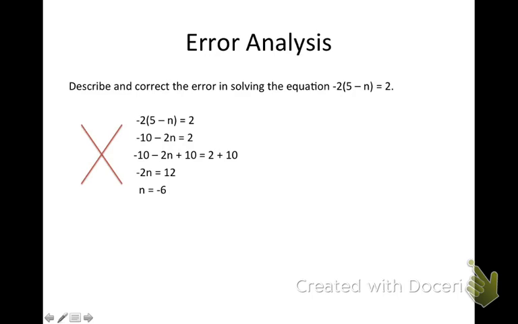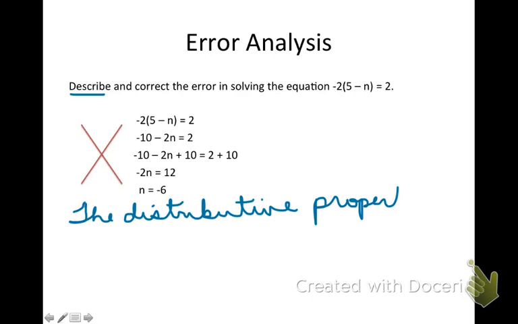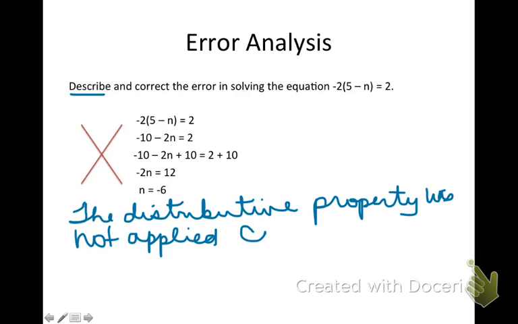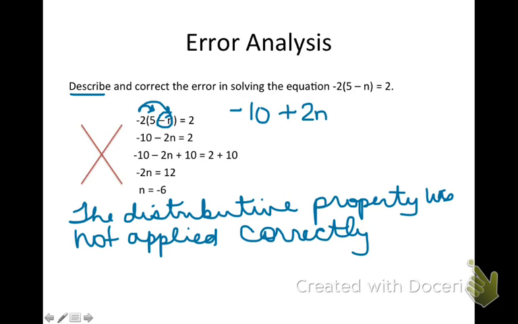The distributive property, so how we would describe it is that the distributive property was not applied correctly. So in this case, when you are distributing the negative 2, you would get the negative 10. But remember, this is like a negative n, so this would become a positive 2n.